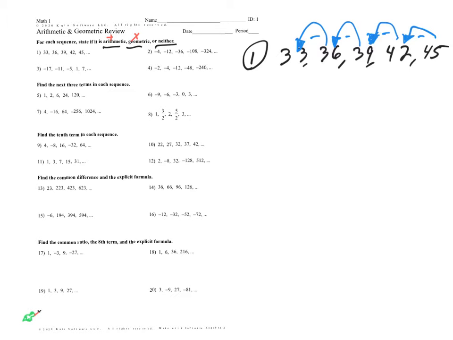So 45 minus 42 gets me 3. 42 minus 39 gets me 3. 39 minus 36 gets me 3. And 36 minus 33 gets me 3. So what I'm doing, going from left to right, is I am actually adding 3 each time.